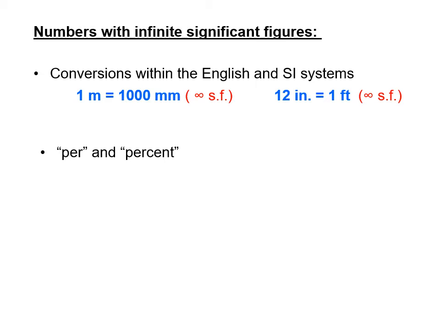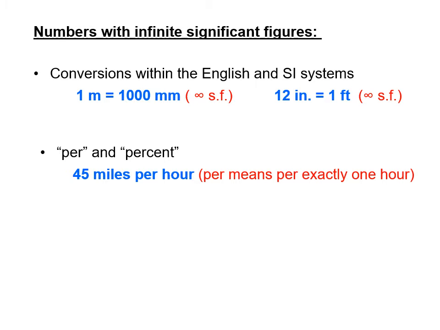Another number that contains infinite significant figures is "per" and percent. If I say, for example, I drove to school at a speed of 45 miles per hour, the "per" means exactly 1 hour. Now, the 45 there only has two significant figures, right? Because it's 45 miles and a measuring device had to be used to measure the 45 miles. But the per hour means per exactly 1 hour. So the 1 hour in that per hour contains infinite significant figures.